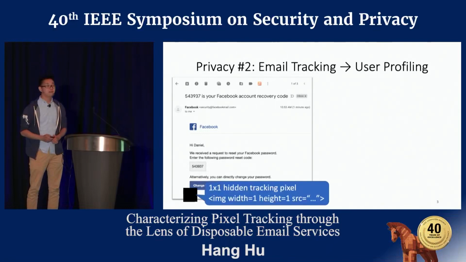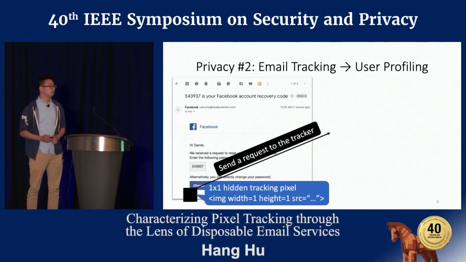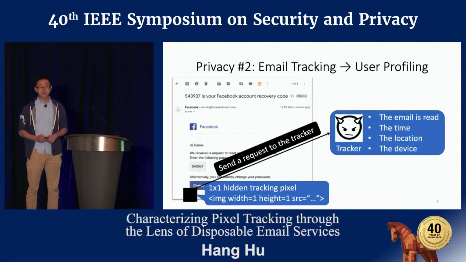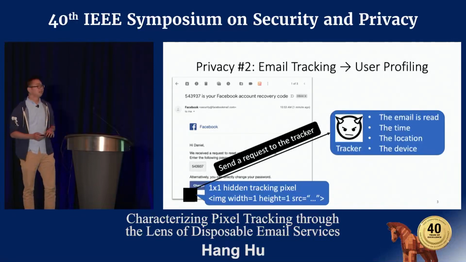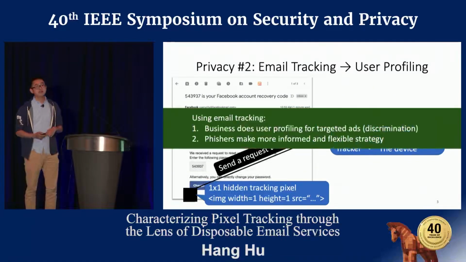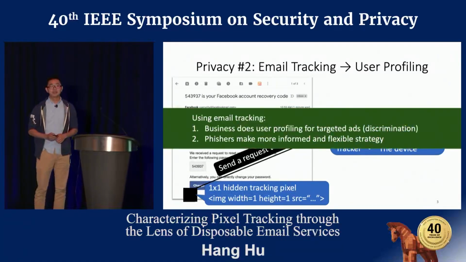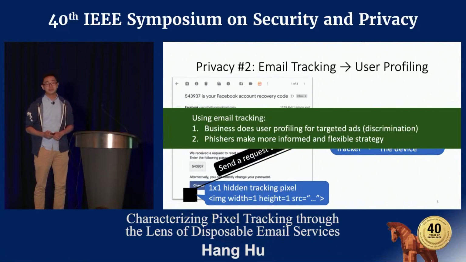By just opening the email, my email client will send a request to the tracker. And this way, the tracker will know whether the email has been read, and the time, the location, and the device associated with the email. Using email tracking techniques, business companies can know which email users are more likely to open. This allows them to infer user preference for targeted advertisement, which might lead to discrimination. Even phishers can use email tracking techniques to make more informed and flexible phishing strategies.